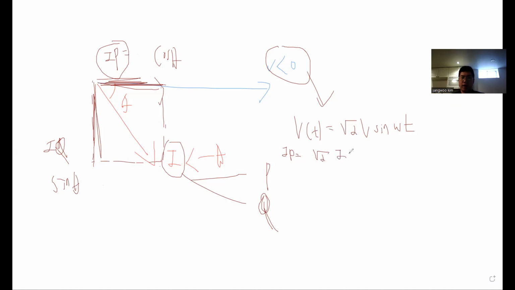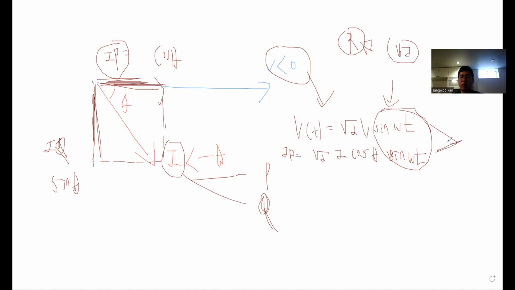Root 2I cosine theta, but sine omega t. Because as I said, in the R load circuit, V and I are in the same phase, right? That's why here it's the same in phase. You know what I mean? Instead, Q. So I will focus on that more.